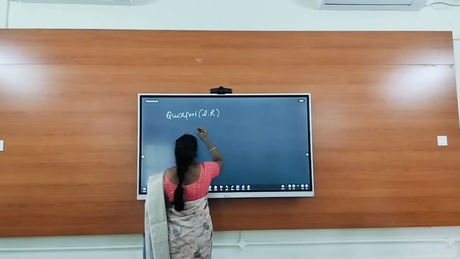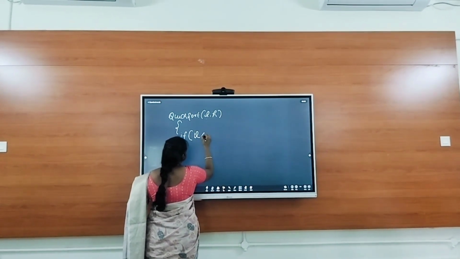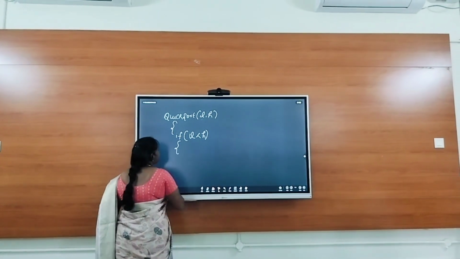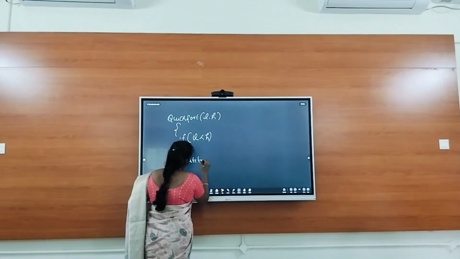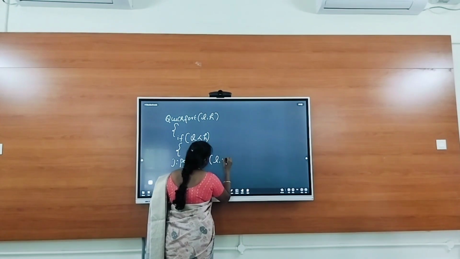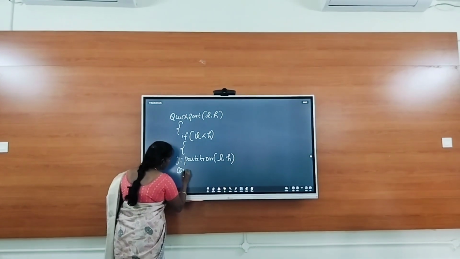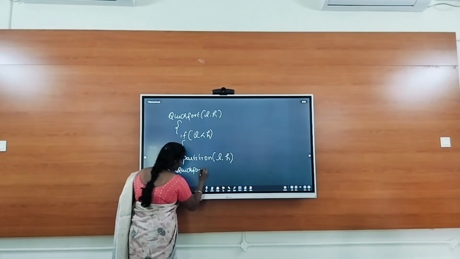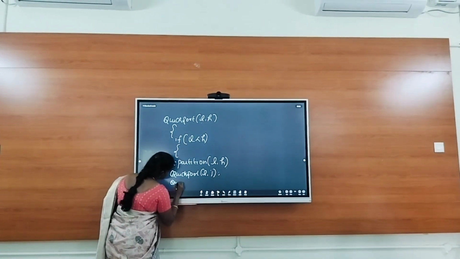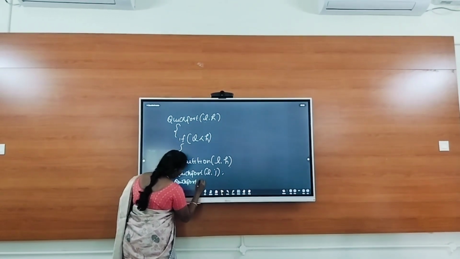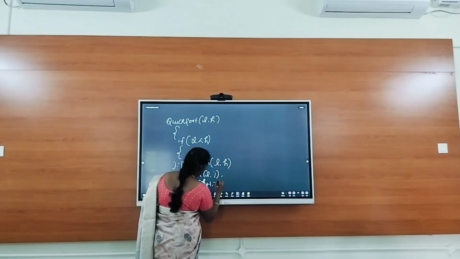Now the algorithm: if low is less than high, we do the partition. j is equal to partition of low, high. Then the quick sort is performed: first from low to j, the left side, and then the right side, that is j plus 1 to high.